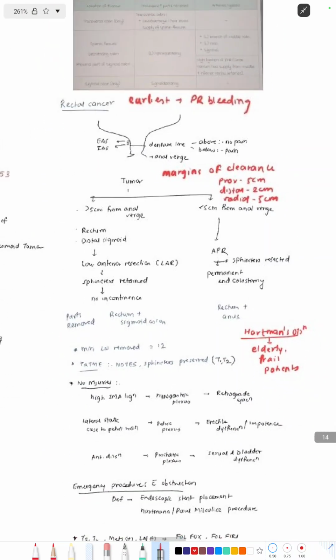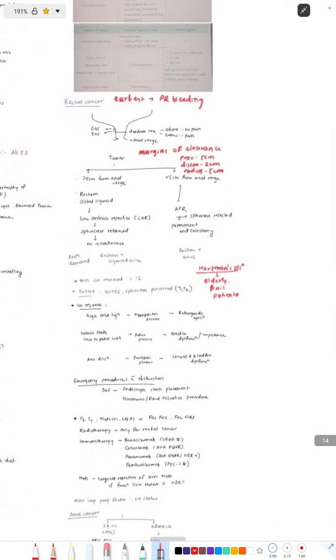Now talking about rectal cancers and their management. The earliest feature of rectal cancer is rectal bleeding. Now this is how the anatomy is. The lowermost limit is called the anal verge. Then this is the anorectal ring, which is formed by the levator ani muscle. Along the dentate line, if the lesion lies above the dentate line, it is painless; below the dentate line, it is painful. The external anal sphincter and internal anal sphincter lie there. The margins of clearance that should be maintained are proximal 5 cm, distal 2 cm, radial 5 cm.